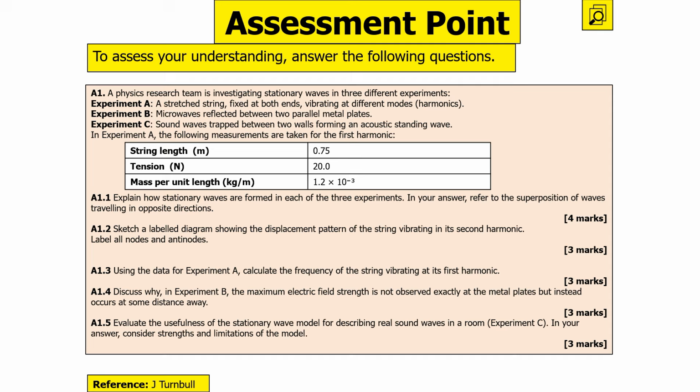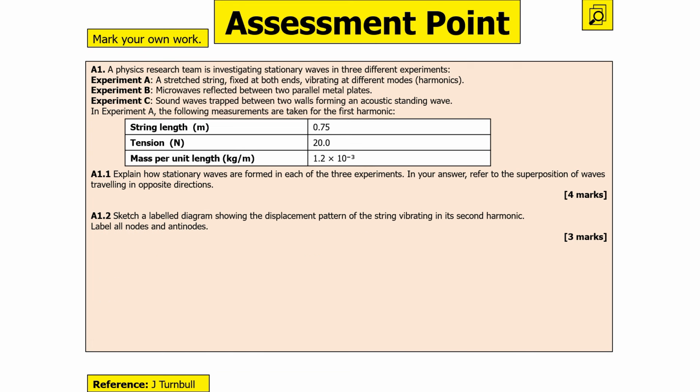Sketch a labelled diagram showing the displacement pattern of the string vibrating in the second harmonic. Label all the nodes and antinodes. Using the data for experiment A, calculate the frequency of the string vibrating at the first harmonic. Discuss why in experiment B the maximum electric field strength is not observed exactly at the metal plates but instead occurs at some distance away. Then evaluate the usefulness of the stationary wave model for describing real sound waves in a room. In your answer, consider the strengths and limitations of the model. So pause the video now, then unpause the video when you want to go through your answer.